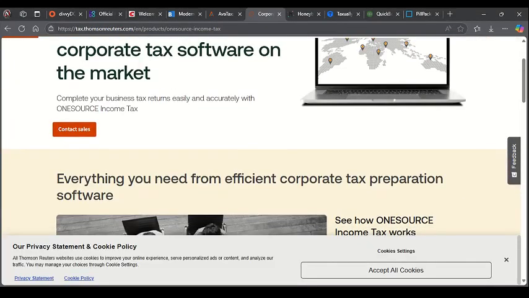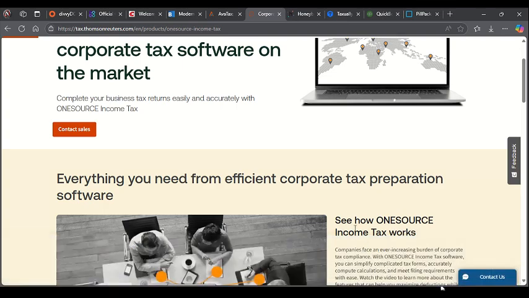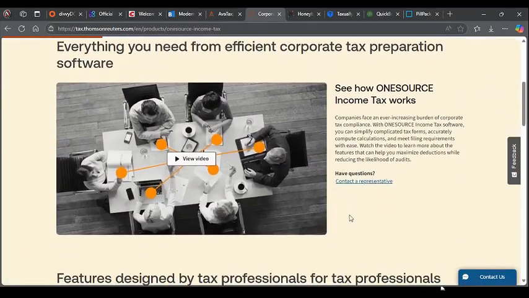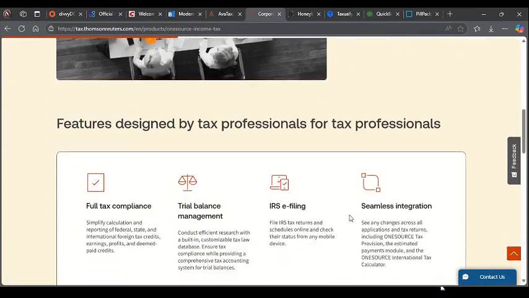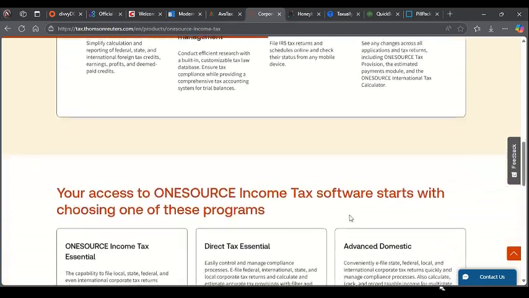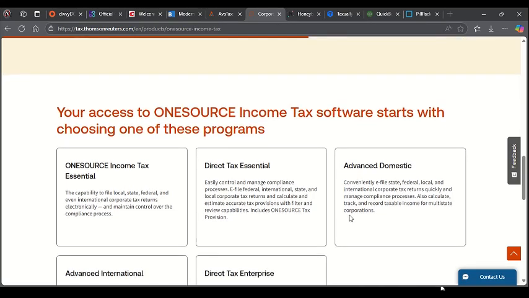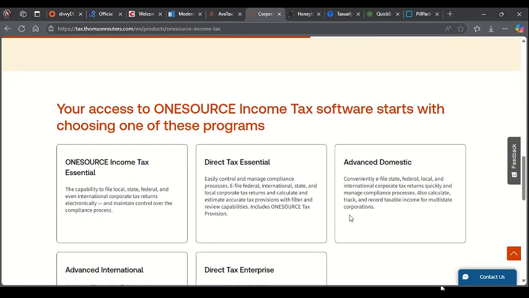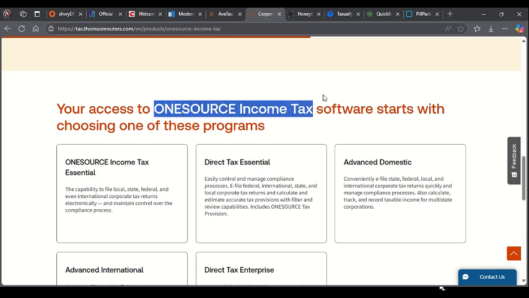And here is the final conclusion about this platform. ONESOURCE is a robust solution for corporate tax management, offering comprehensive tools and reliable performance. While it streamlines tax processes and reduces manual effort, potential users should consider the cost implications and be prepared for a potentially complex implementation process.